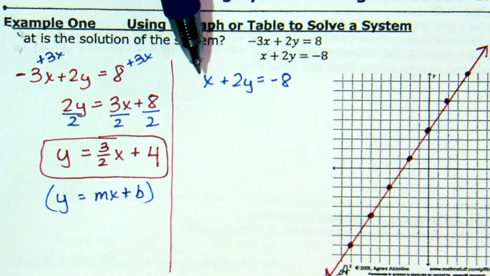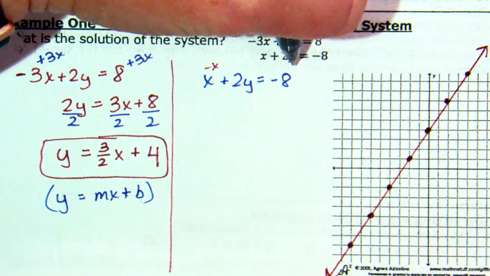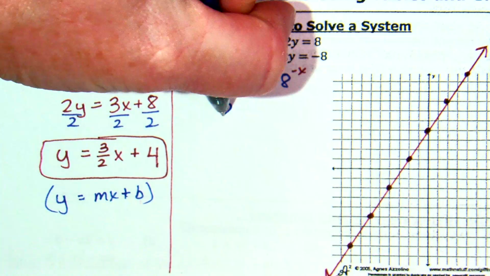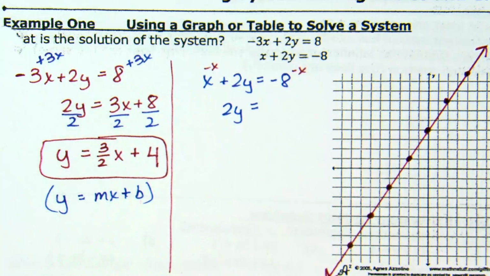How do you move a positive x? It's being added to something else. Subtract x. If I subtract x on the left, subtract x on the right. 2y equals, what is negative 8 minus x? Okay. Negative x minus 8 is a good switch around.